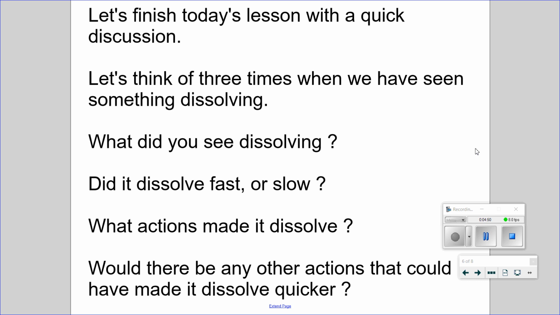I want you to, after you put the video on pause, write down your answers to these questions. What did you see dissolving? Did it dissolve fast or slow? What actions, such as shaking or stirring, made it dissolve? And do you think there would be any other actions that could have made it dissolve quicker?